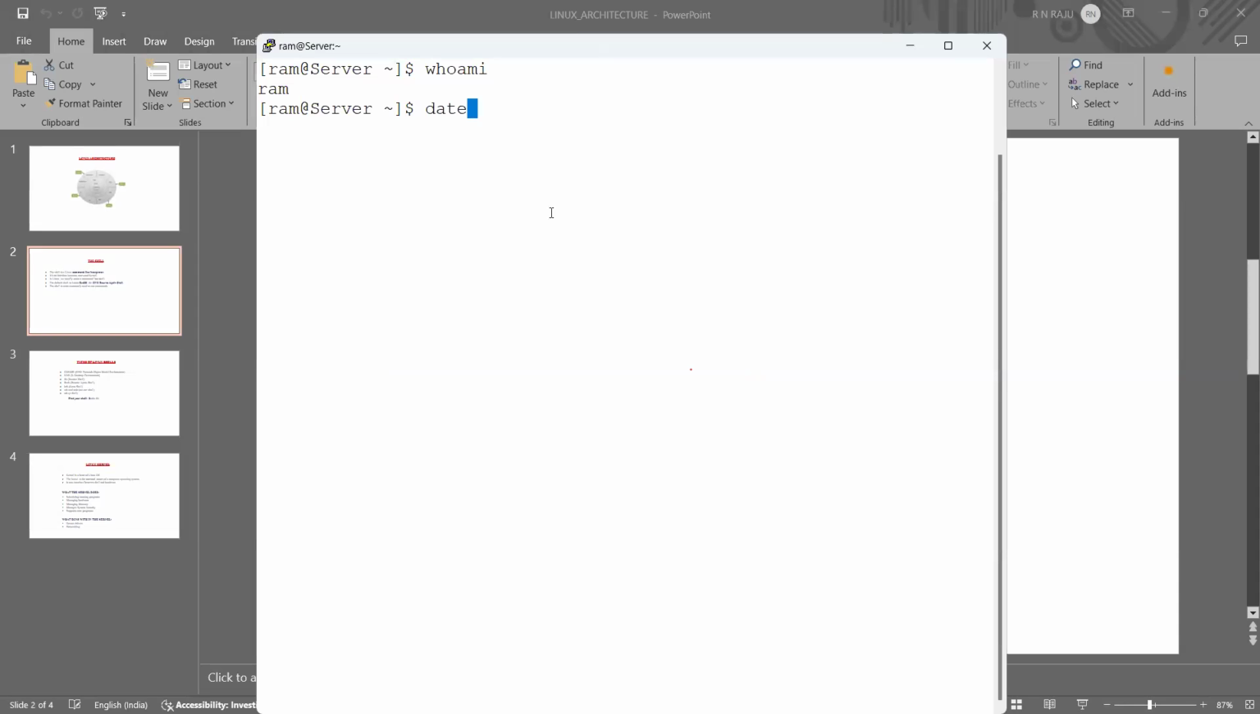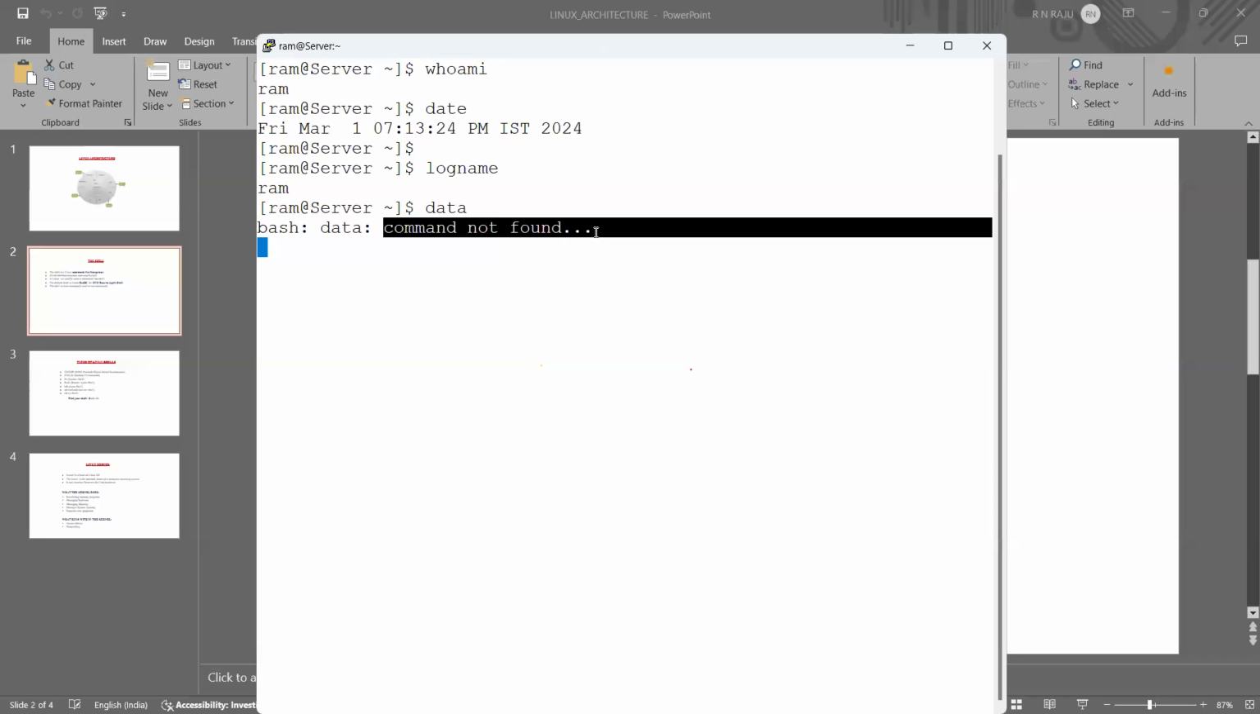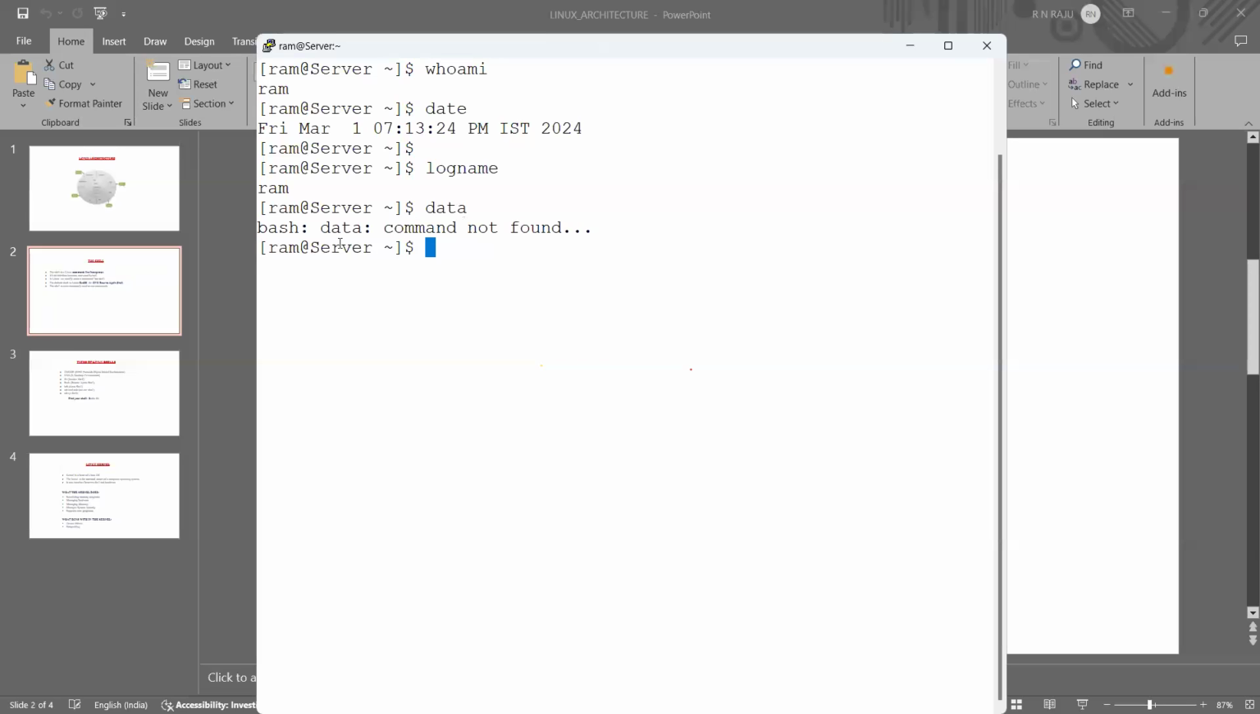Now I'm executing the date command, successfully executed. And logname, it is Ram, successfully executed. But now my command is data. Data is actually not a command. So now if I execute it, data: command not found. So not found means who executed this command? Actually it is the shell. So what is the shell name in Linux? Which is called what? Bash.